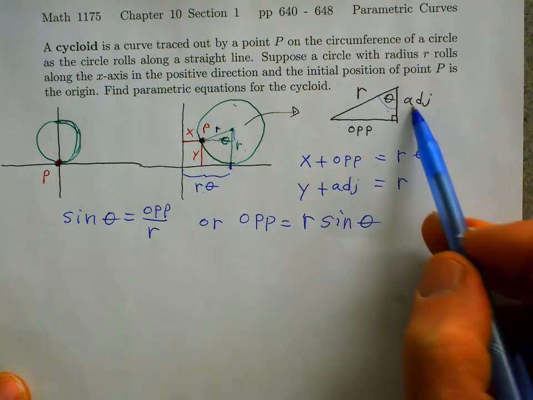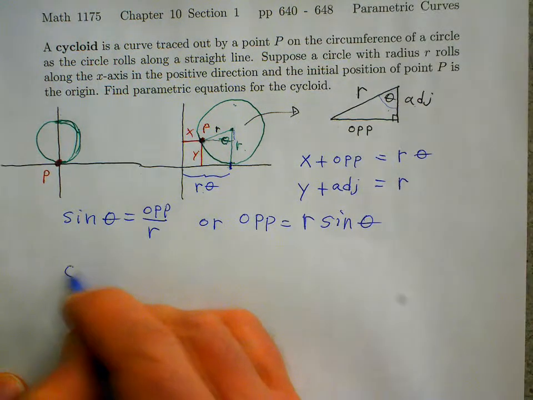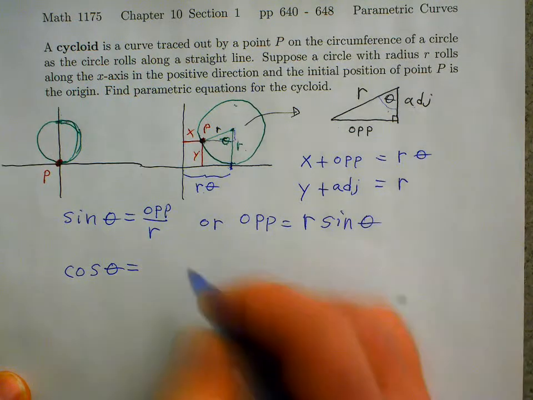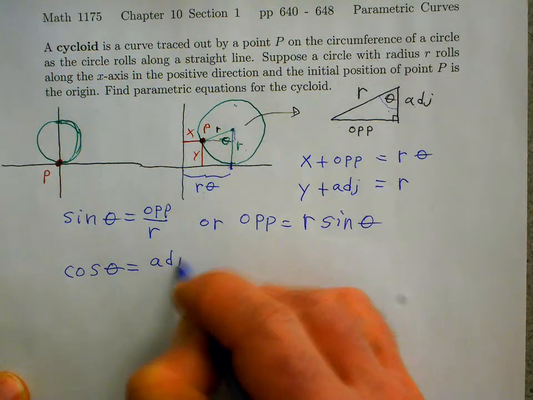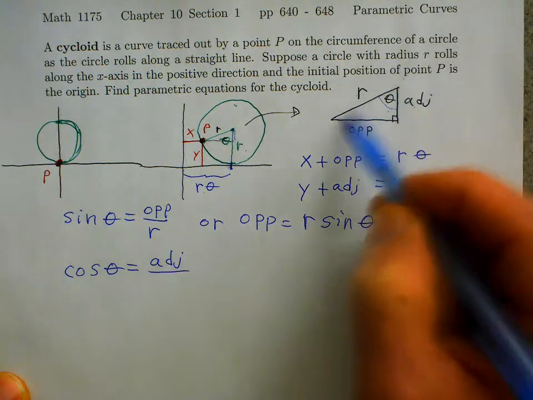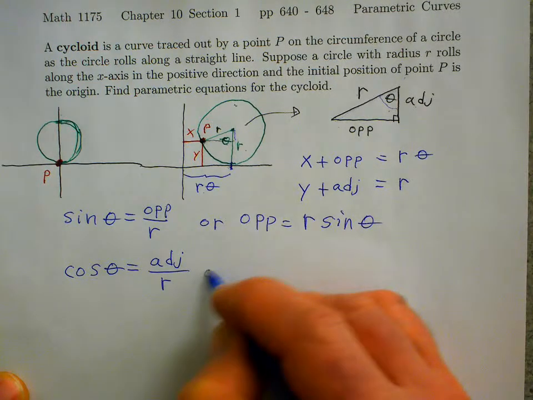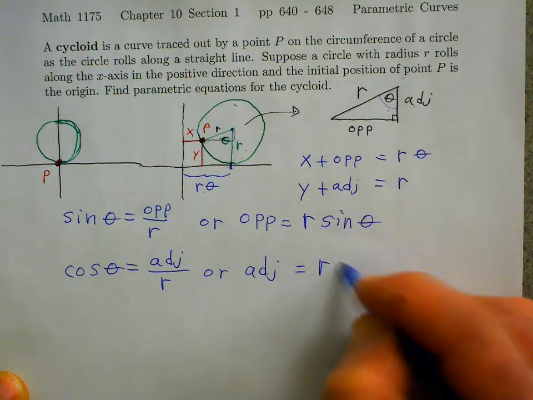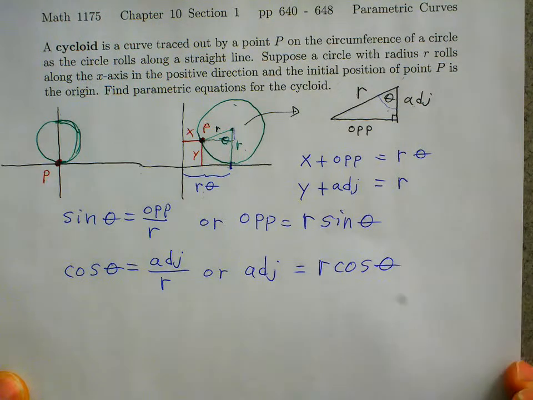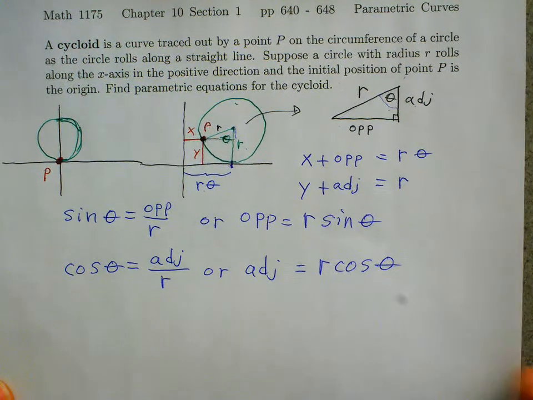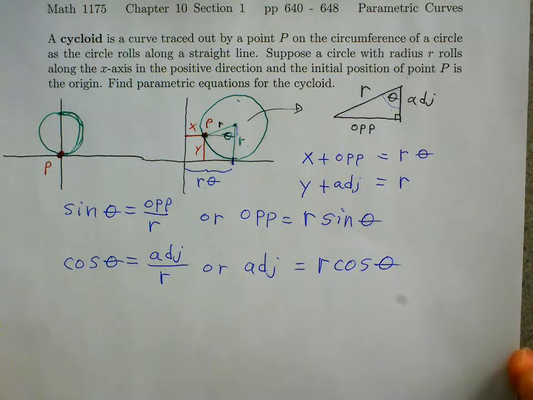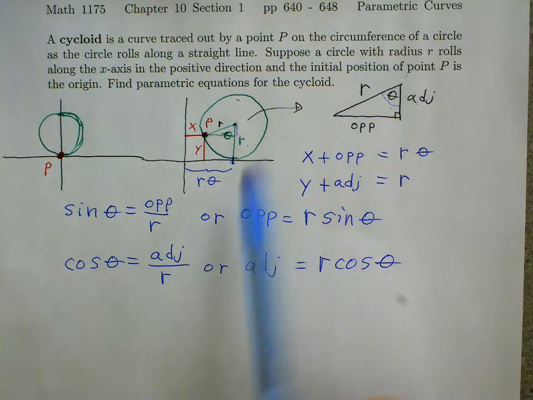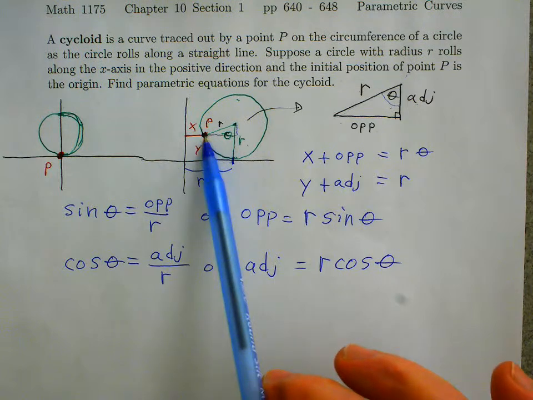And then the cosine of that angle, theta, by definition, that's the adjacent side divided by the hypotenuse, which is length r. And so the adjacent side is r times cosine of theta. Okay, so now we're just a couple of steps away from parameterizing the point P on the cycloid.